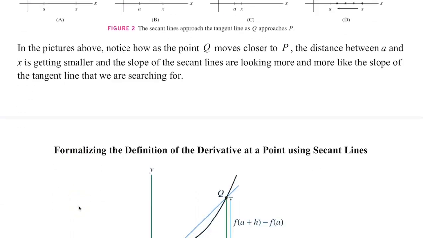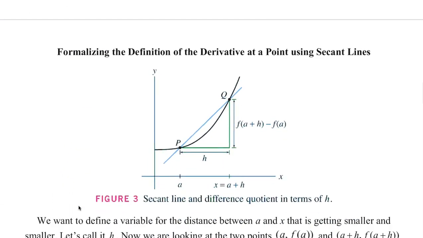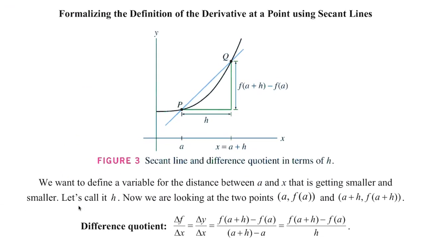Let's formalize this. We're going to formalize the definition of a derivative at a point using secant lines. So what's going on here is this. Here's my point A. So that means that the point right here is f of A, the y value. Let's go some h distance away. So that makes this point right here just A plus h, and it makes the y value up here f of A plus h.